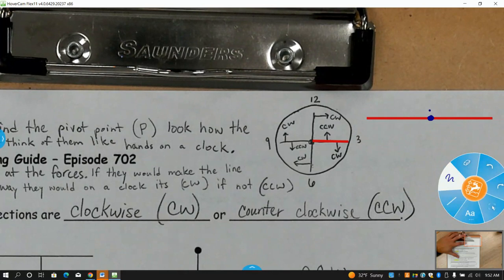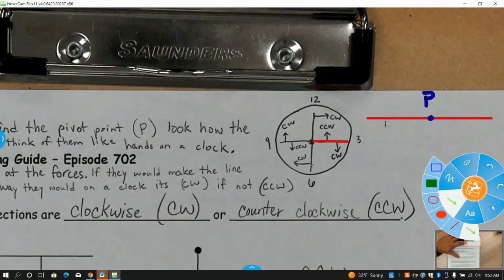Okay, here's my pivot point. If this is P, your pivot point, and I had a force down like this, a force up, a force down, and also a force up.